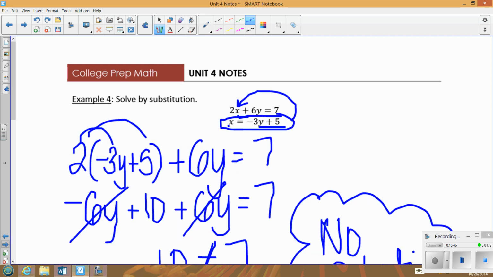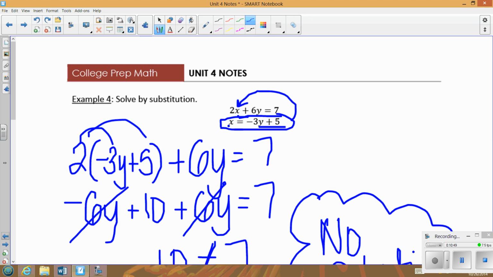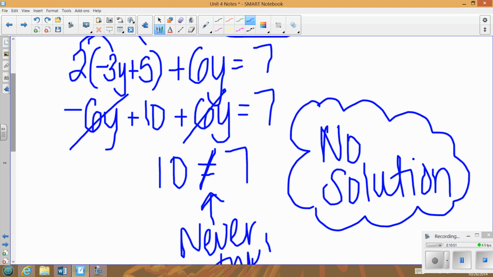So those are your unusual cases when we're looking at solving systems algebraically. If it comes out where it's always true, it's going to be infinite solutions. If it comes out where you get a situation that's never true, it's going to be no solutions. Otherwise, you'll always just get one solution.